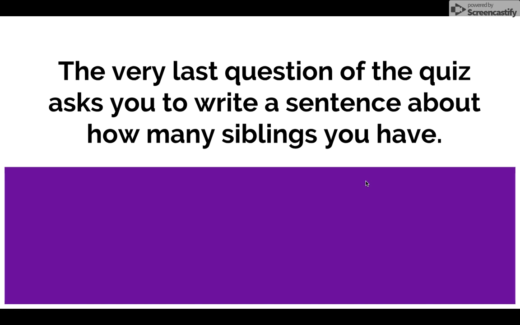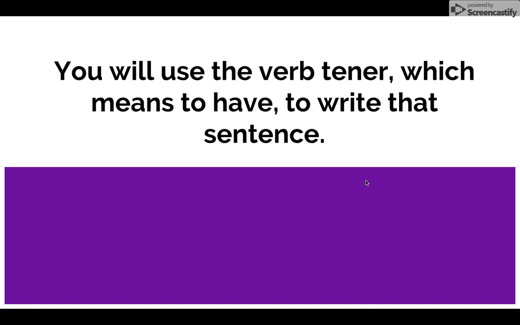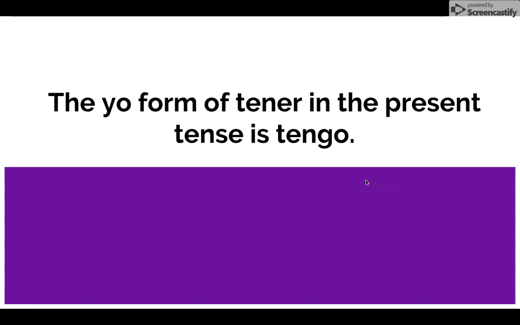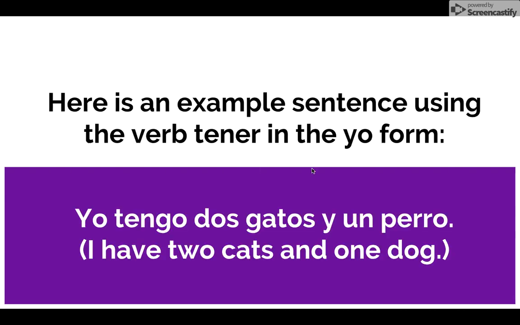The very last question of the quiz is going to ask you to write a sentence about how many siblings you have. You will use the verb tener, which means to have, to write that sentence. The yo form of tener in the present tense is tengo. This is an irregular conjugating verb. We were supposed to take notes on that verb yesterday, or actually on Monday, but that didn't happen. So I am telling you, you will be using this conjugation right here of the verb tener, which is tengo.